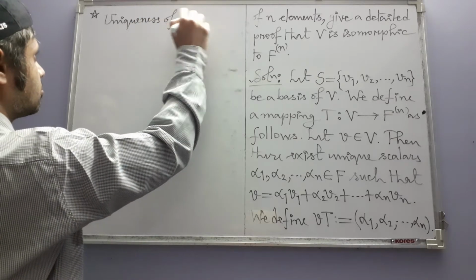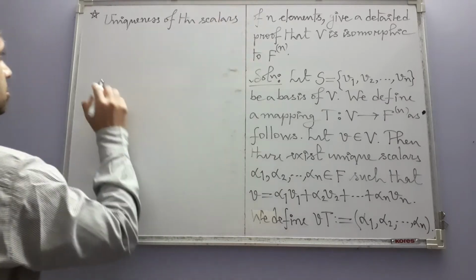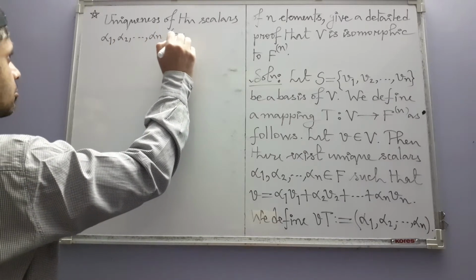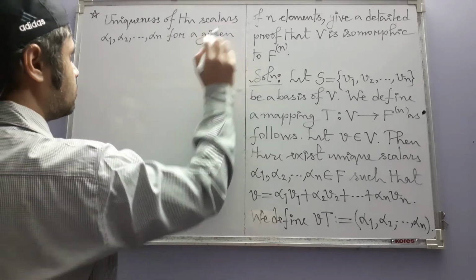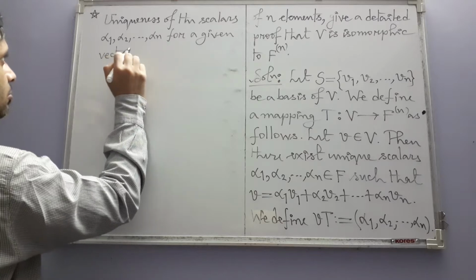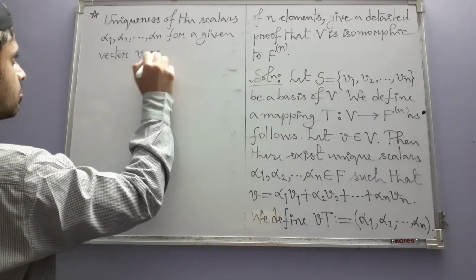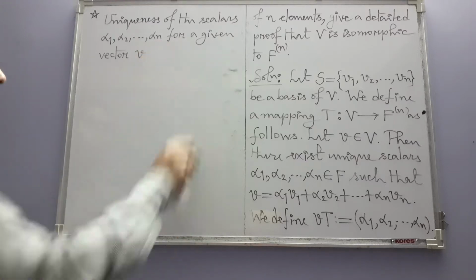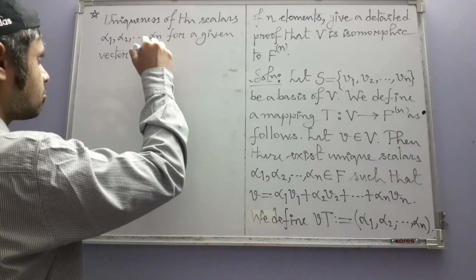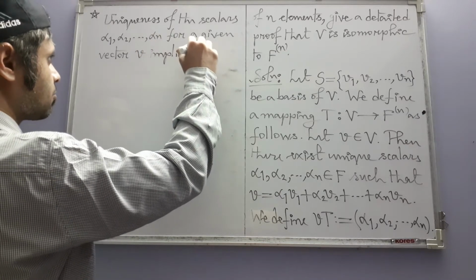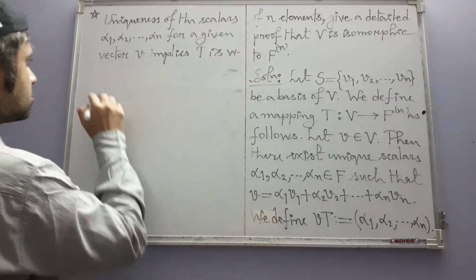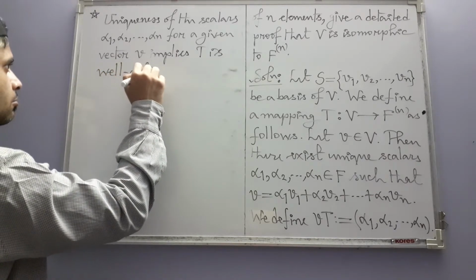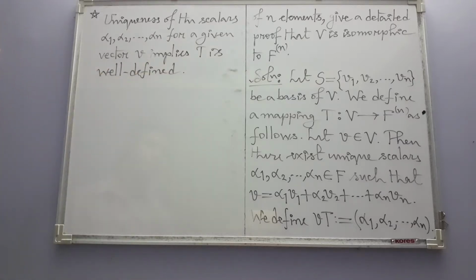Uniqueness of the scalars for a given vector v shows that T is well defined. Okay.